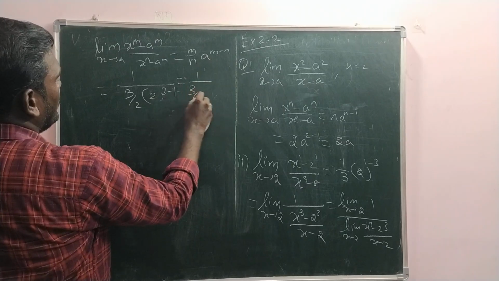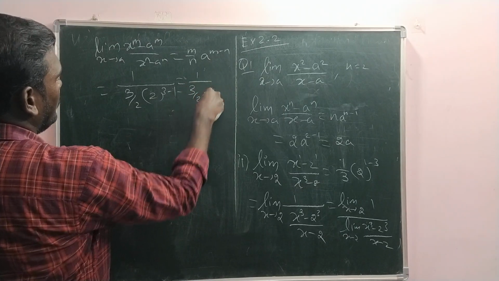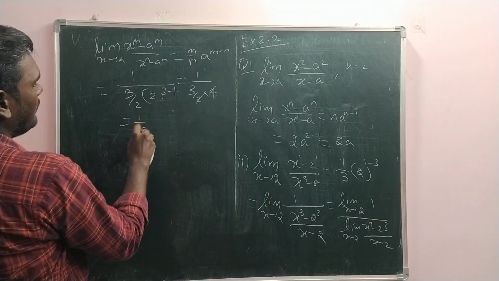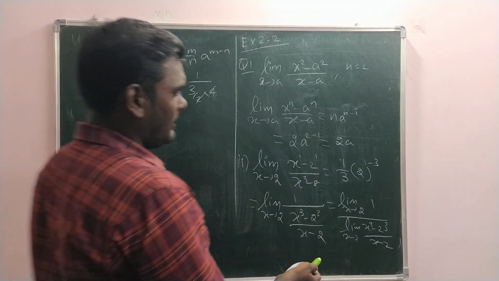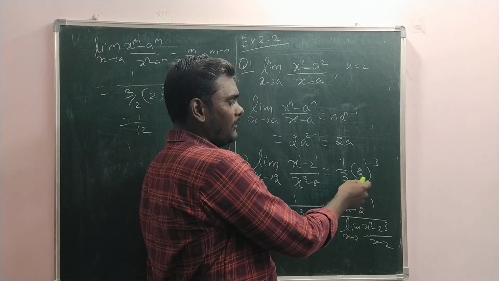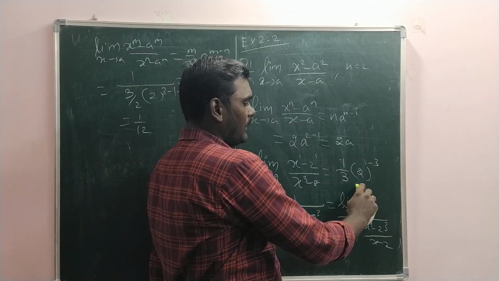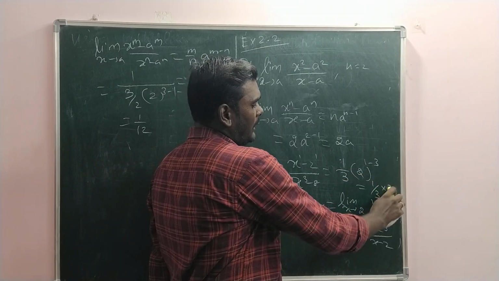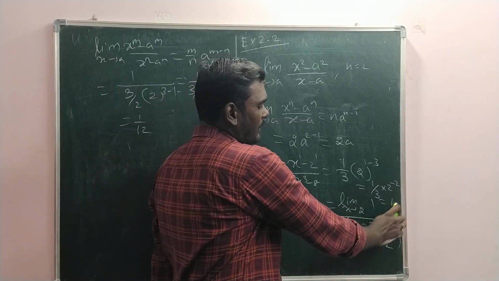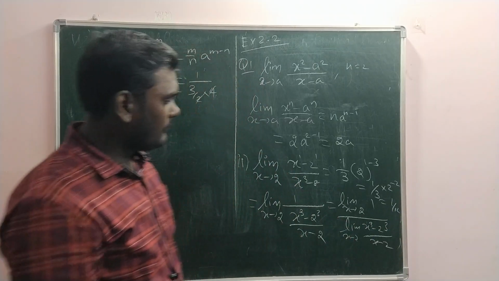1 by 3 into 4, then that can be simplified. 1 by 12. This much energy is not needed, you don't need to waste. See, 1 by 3 into 2 power 1 minus 3, that is 1 by 3 into 2 power minus 2. Here itself we will get 1 by 12 as the answer. Okay.